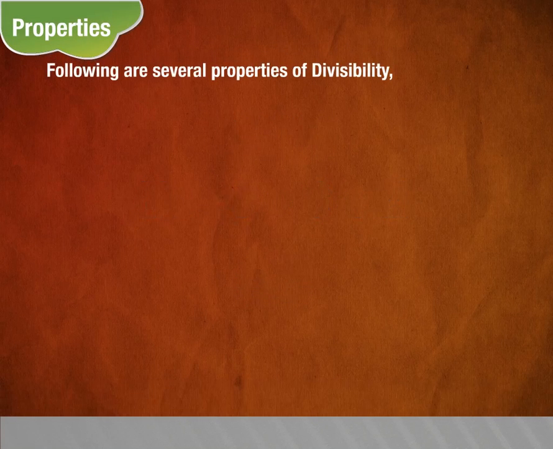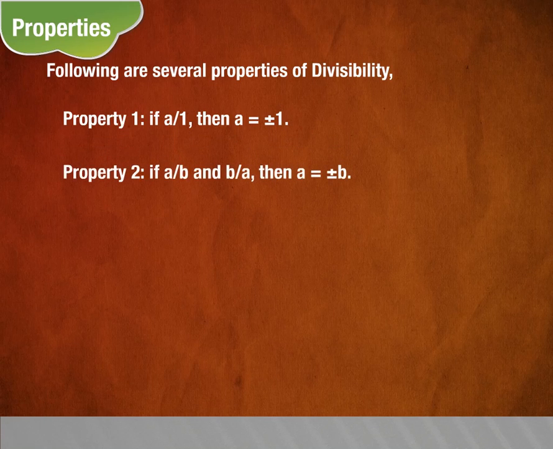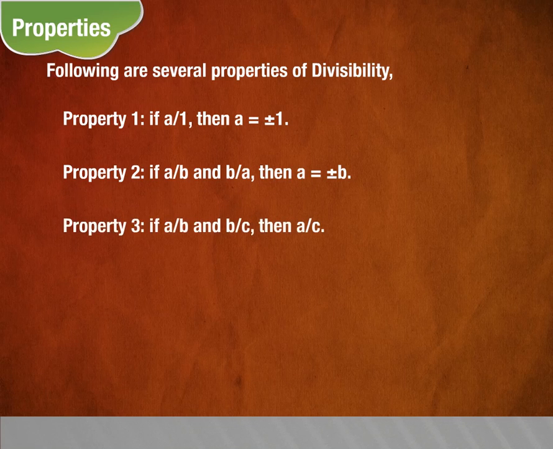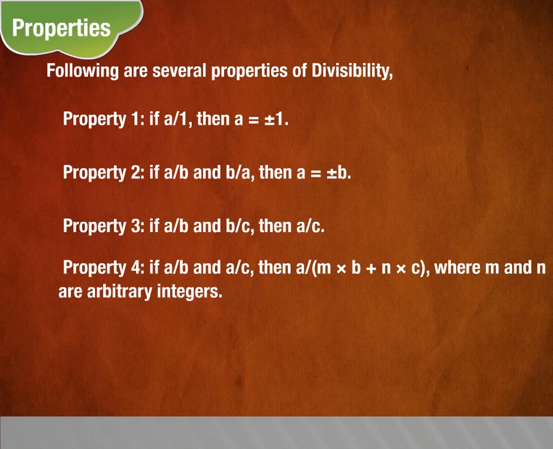Properties. Following are several properties of divisibility. Property 1. If A divides 1, then A is equal to plus or minus 1. Property 2. If A divides B and B divides A, then A is equal to plus or minus B. Property 3. If A divides B and B divides C, then A divides C. Property 4. If A divides B and A divides C, then A divides M into B plus N into C, where M and N are arbitrary integers.